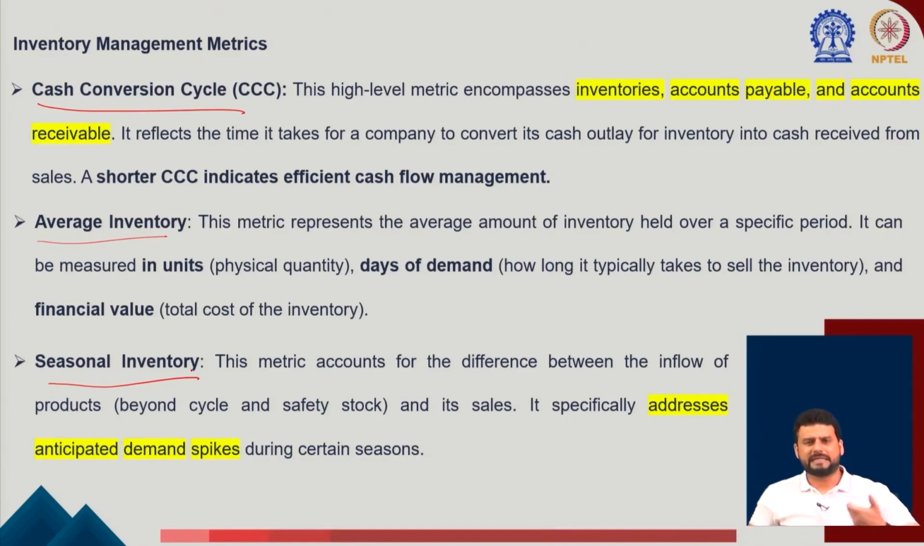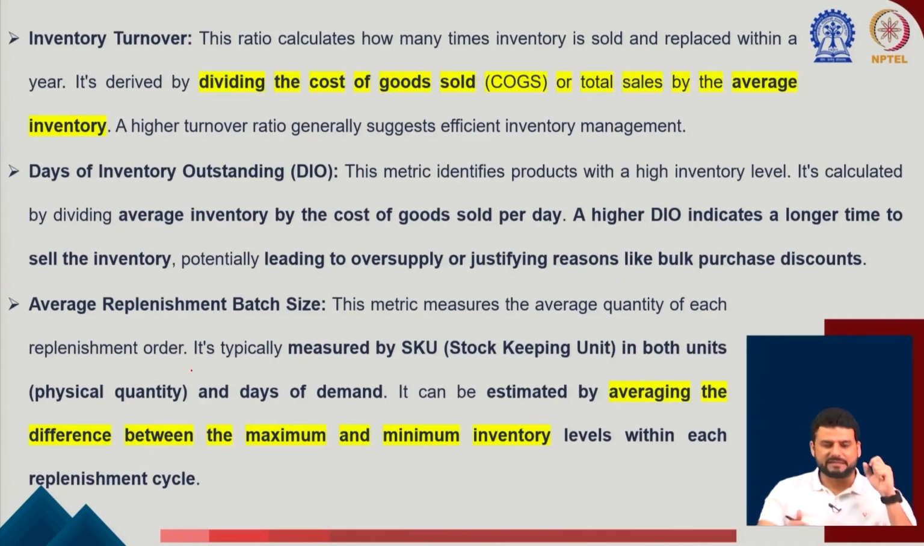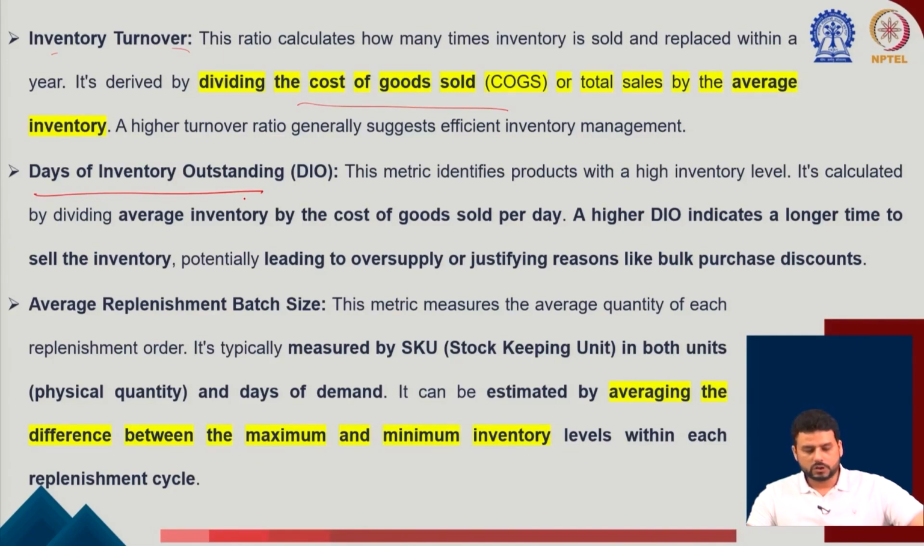So, you need to anticipate in that way, so that you can meet those spikes in the demand, right. Inventory turnover: cost of goods sold and total inventory, the average inventory you are maintaining. A higher inventory turnover means you are efficiently rotating your stock in the market. Days of inventory outstanding: you can calculate it by dividing the average inventory by the cost of goods sold per day, right.